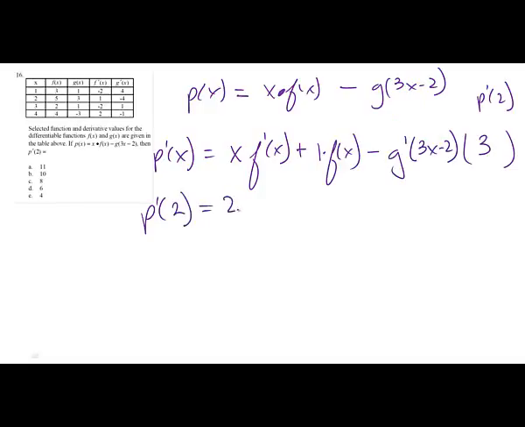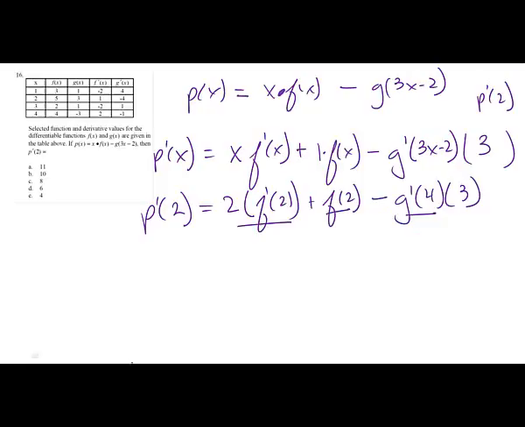What am I going to plug in now? 2. So I have 2 times f prime of 2. I probably have too many parentheses there. Plus f of 2 minus, let's see, what's 3 times 2? 6 minus 2 is 4, and then times 3. To get these numbers, that's what the chart is for. So, looking in your chart, I'm looking for f of 2, which looks like is that number right there. So what is that? 5.